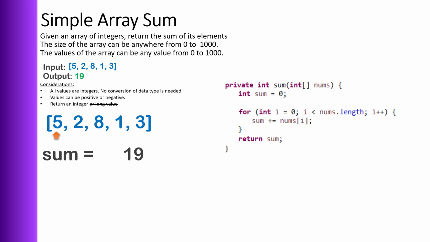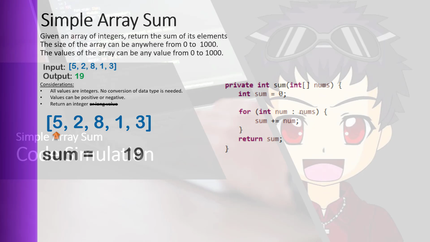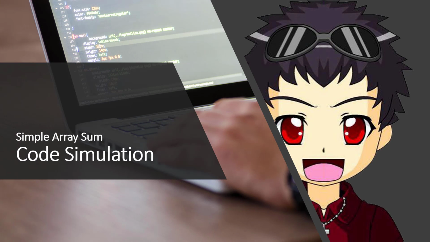There's actually a nicer way, a shortcut to implement this one. It would look like this. What it's going to do is the same. For each number in the nums, it will put it in num, and then it will loop and add it up to sum. Basically it's the same, but since it's easier to look at the one earlier, we will be using that in our code simulation. So let's simulate this problem.